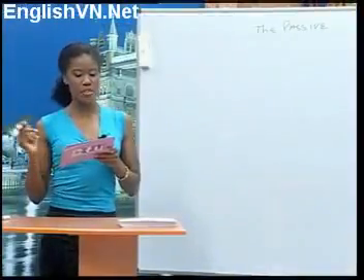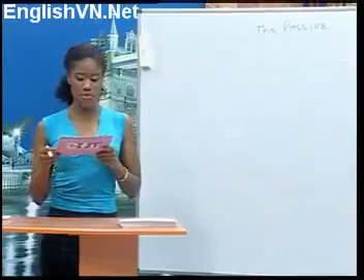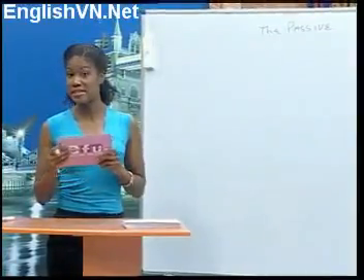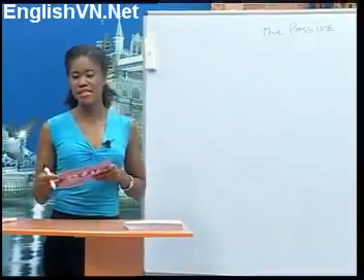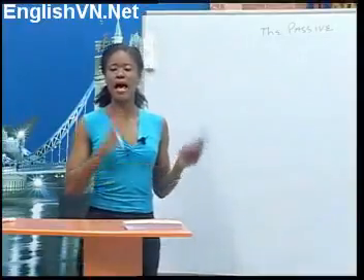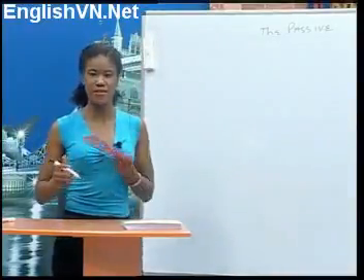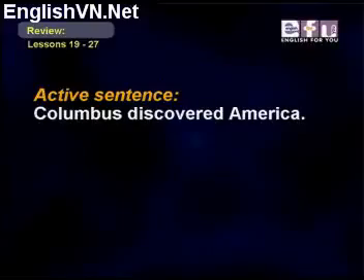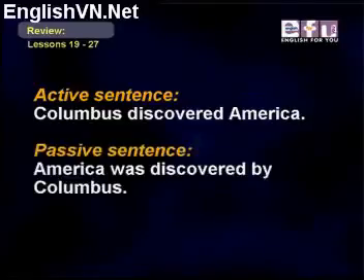Okay, now remember, the passive is a verb or sentence which has as its subject the person or thing to which an action is being done. So it receives the action. Okay, let's look at some sentences that show us the difference between an active sentence and a passive sentence. Take a look. Active sentence. Columbus discovered America. Now in the passive sentence, the person receiving the action will now be the subject. So now, passive sentence, America was discovered by Columbus.